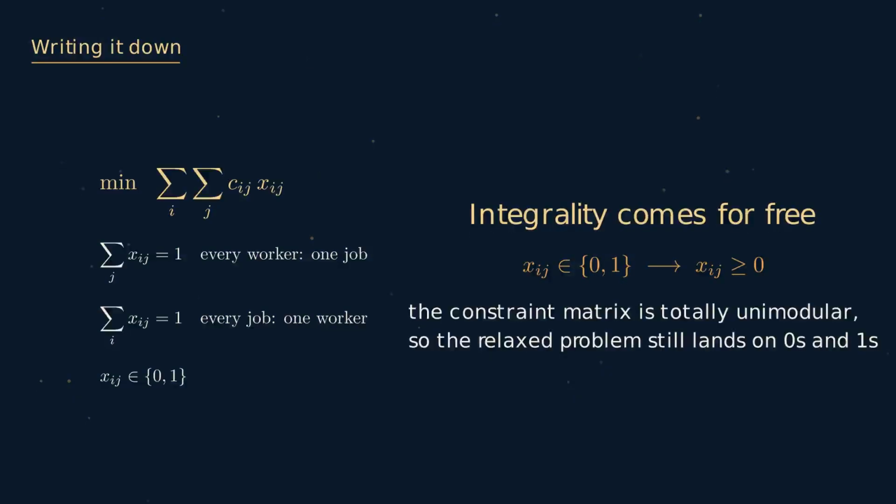This particular constraint structure has a rare property called total unimodularity. Relax the binary condition to simply non-negative, solve the easier continuous problem, and the answer comes back as 1s and 0s anyway. That is the deep reason a simple hand method can crack this problem exactly. The hard part was never really there.